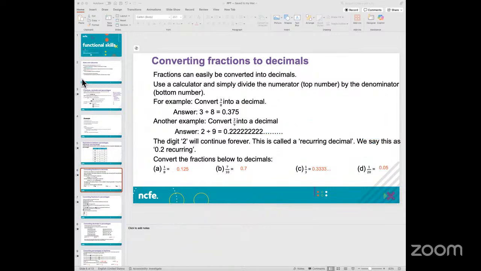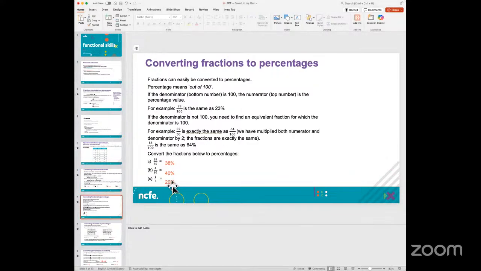Then the next part that we want to look at is how do we convert fractions into percentages? So again, this is something that you need to remember, that fractions can be easily converted to percentages. Percentages always mean out of 100, as I mentioned. So if you have 1, what is the percentage? 1 is 100%, because 1 as a number is a whole number and there is no fraction in it. Obviously, it is 100%.